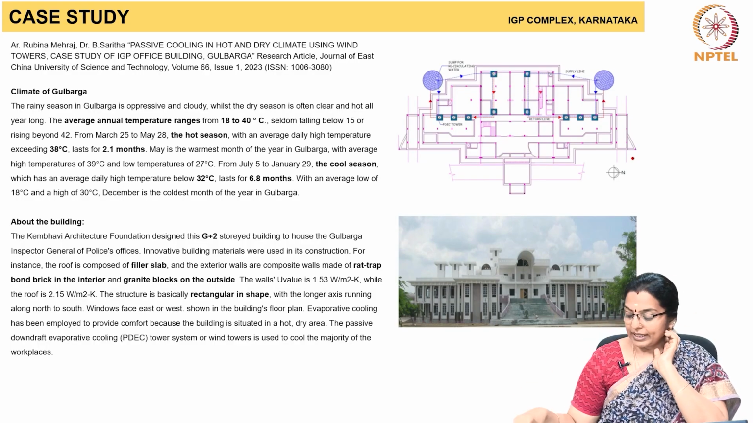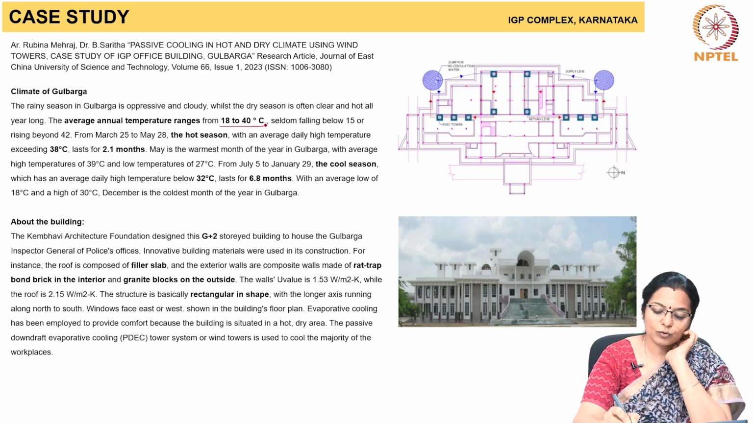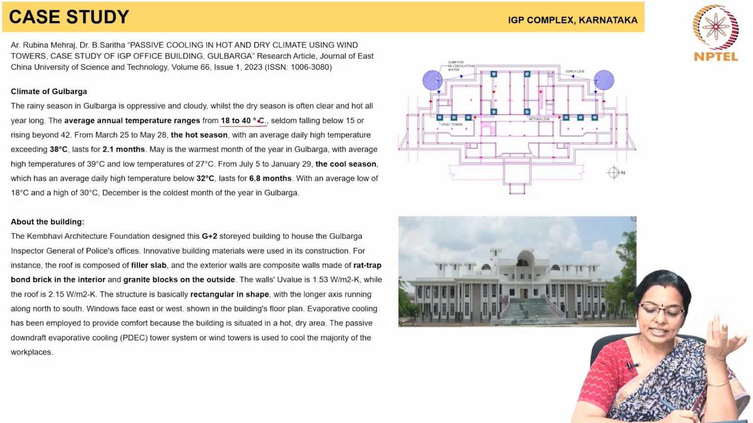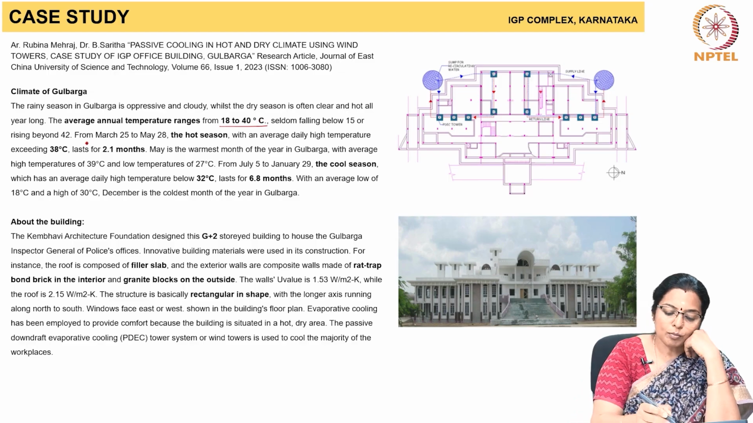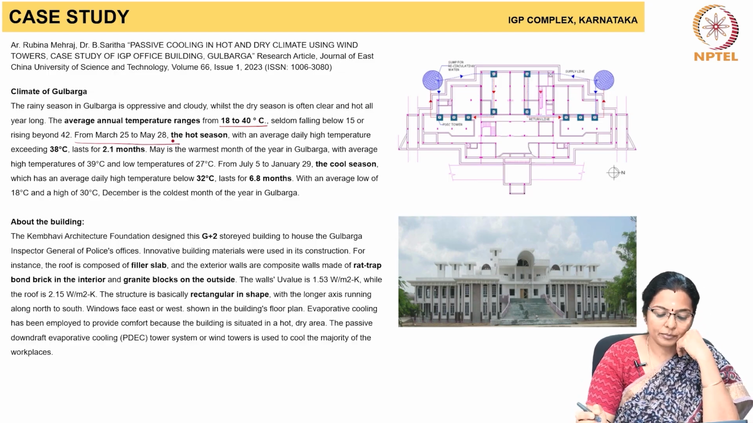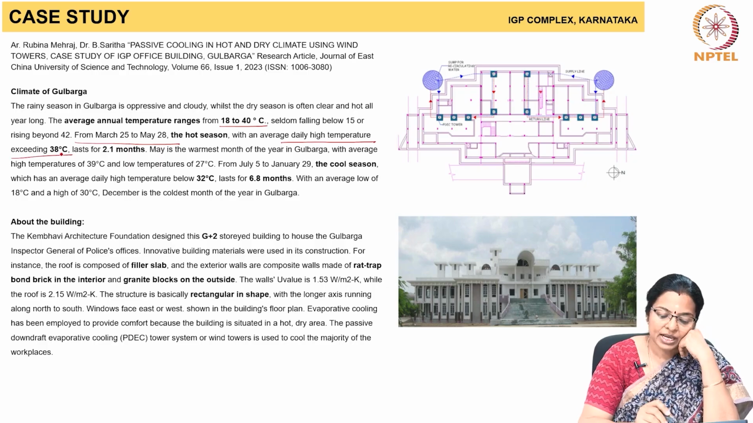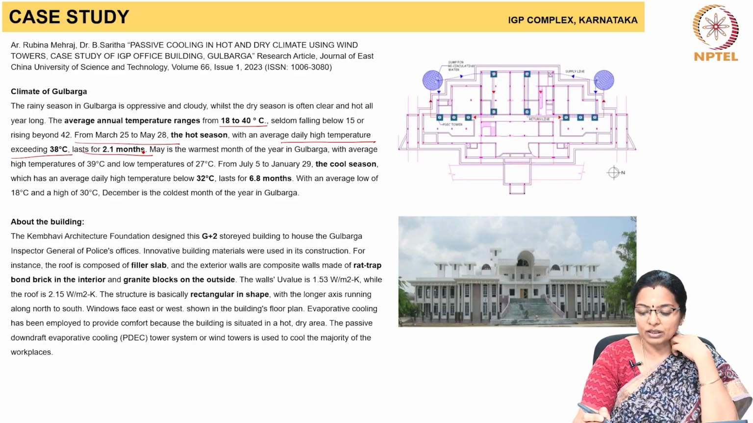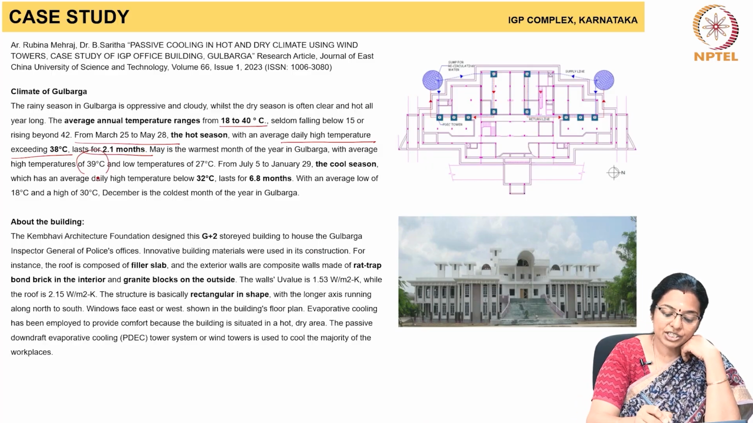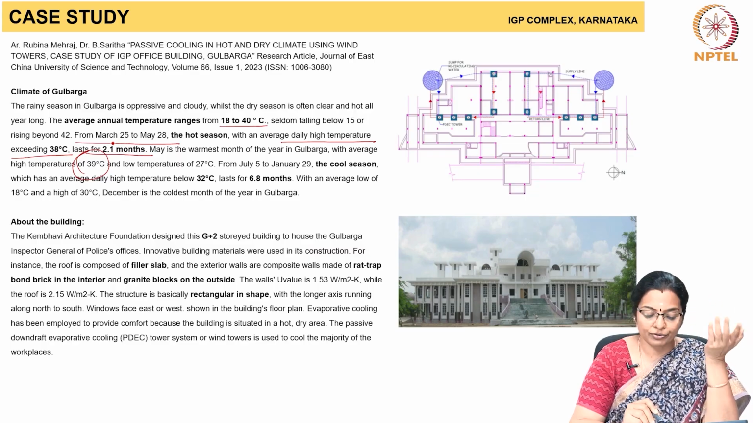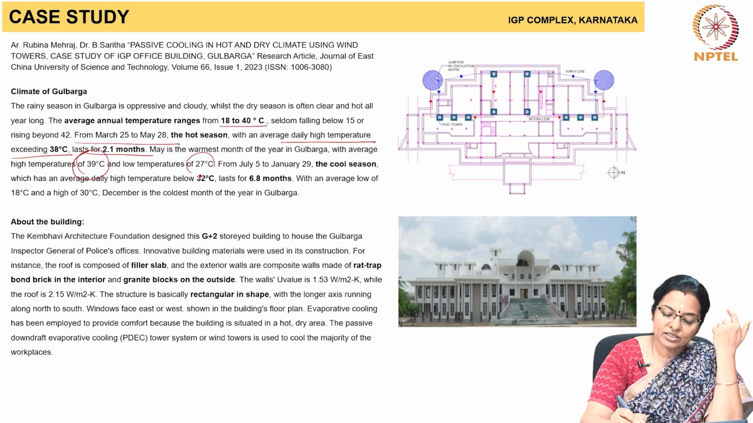The average annual temperature ranges from 18 to 40 degrees centigrade and seldom falls below 15 or rises beyond 42. March to May is the hot season with an average daily high temperature of 38 degrees centigrade. This lasts for about 2 months. May is the warmest month of the year in Gulbarga because the average temperature itself is 39 degrees centigrade. So there is every chance that the maximum temperature is much higher. It goes to around 45 degrees, and the low temperature is 27 degrees.